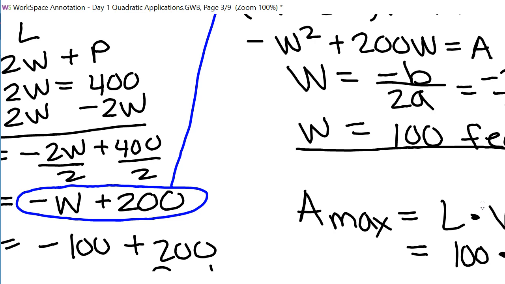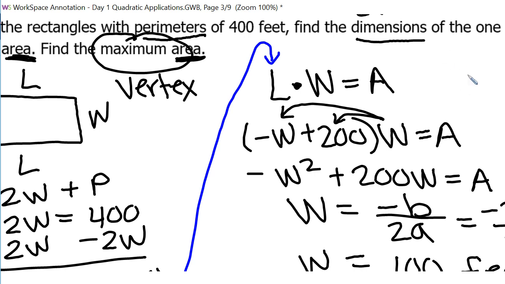Now that was the easier way to find the maximum area. The other way would be to substitute the negative b over 2a into the equation. And for negative b over 2a, we got 100. So I would find negative 100 squared plus 200 times 100, and when you actually do the math, it would be 10,000. So you could substitute back into the equation, or you can just do length times width. And most of you would probably just do length times width. Next problem.